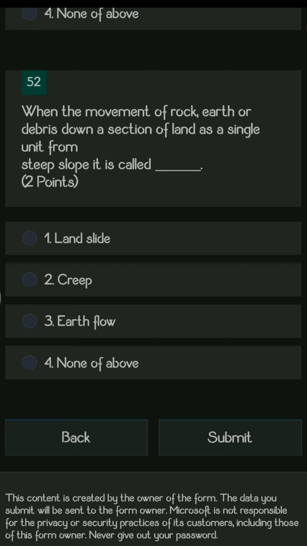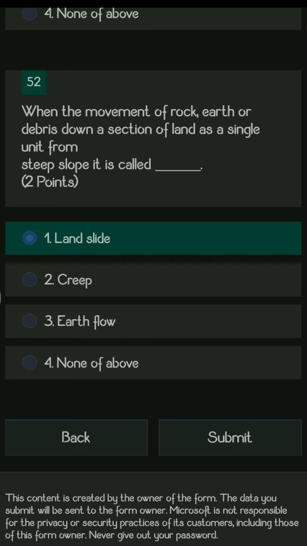Next question, when the movement of rock, earth or debris down a section of land as a single unit from a steep slope, it is called as dash. So the options are landslide, creep, earth flow, none of the above. So the right answer is landslide, because landslide is the movement of rock, earth, or a total section of land. So the whole unit comes down at a single time.